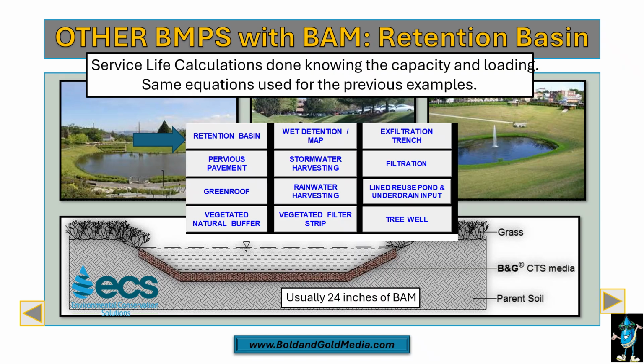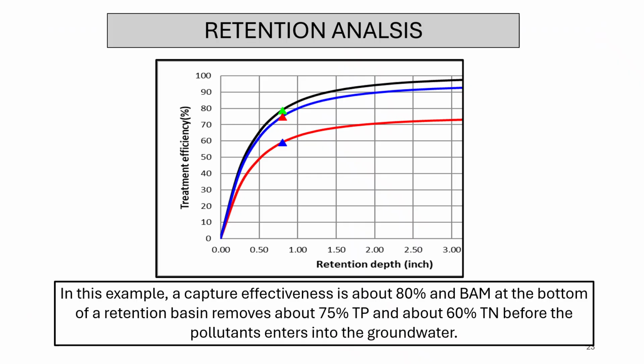What makes this particularly noteworthy is the scale at which this technology has been deployed. Based on data from an Excel spreadsheet tracking statewide installations, the number of retention BMPs using BAM exceeded 500 across the state as of 2020. That widespread adoption reflects the confidence practitioners and regulators have placed in this approach as a reliable and scalable stormwater management solution.